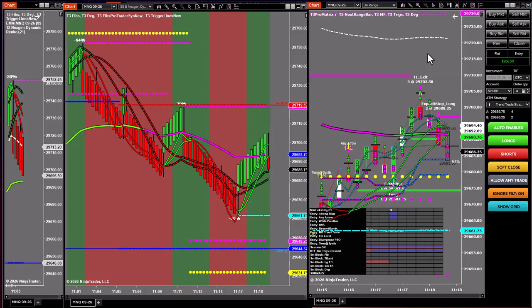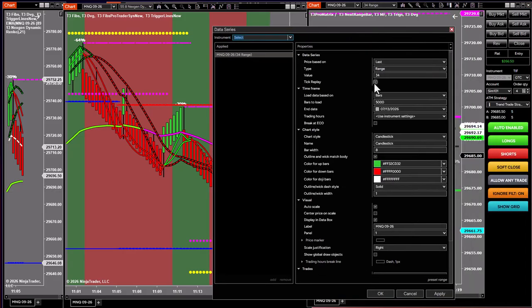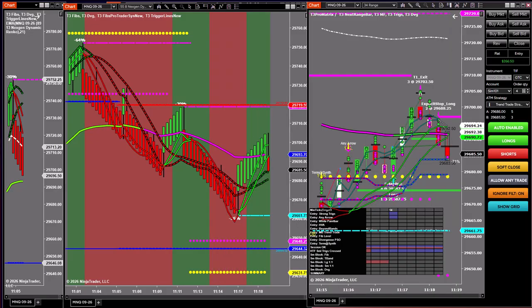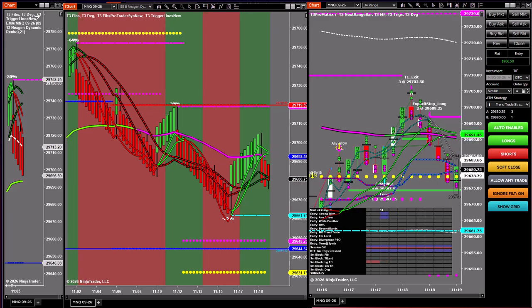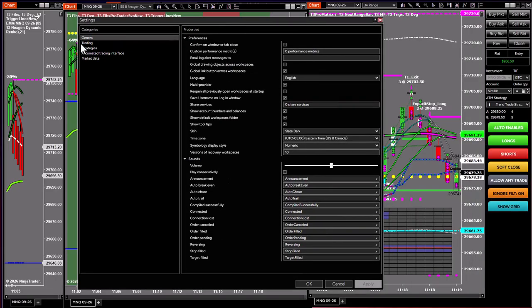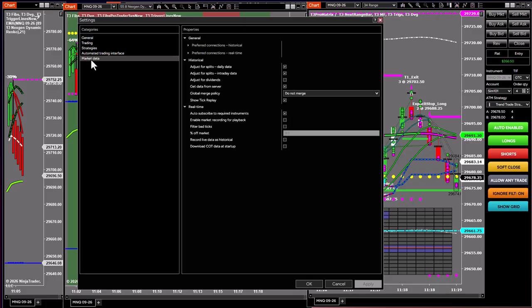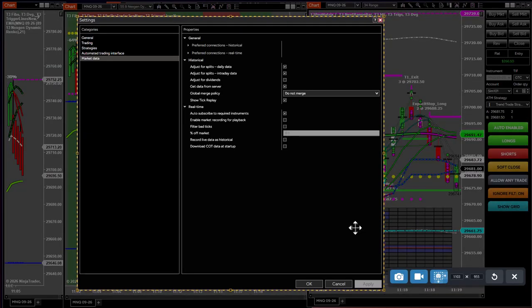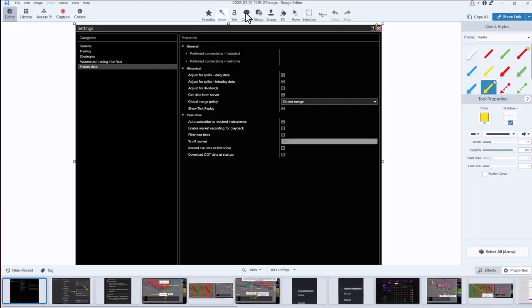So David, if you right click on your chart and go to data series, you don't have tick replay on your chart. There's no box for it right there. Do you ever use it? If you've never really used it, you need to go into, oh man, it's been a minute. I think you have to go into tools and settings and then market data. And you have to show the tick replay. I'm going to give you a picture of this just so you have it.